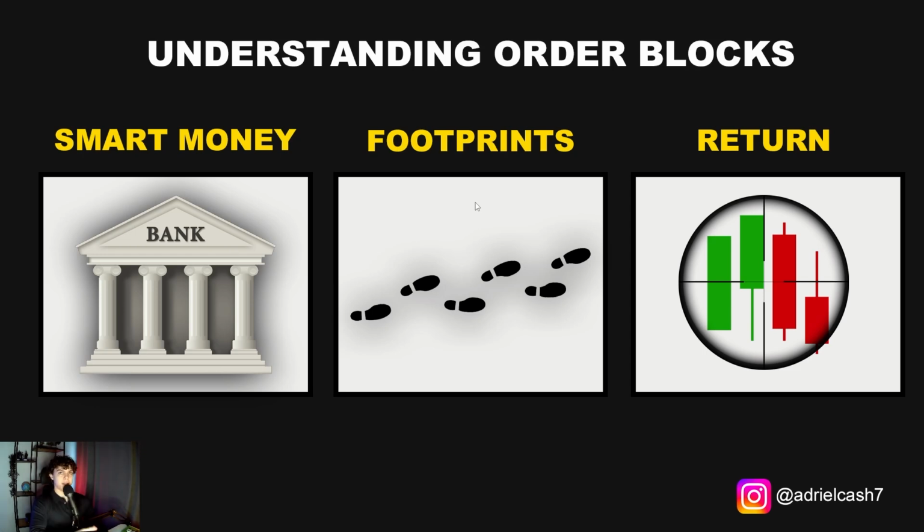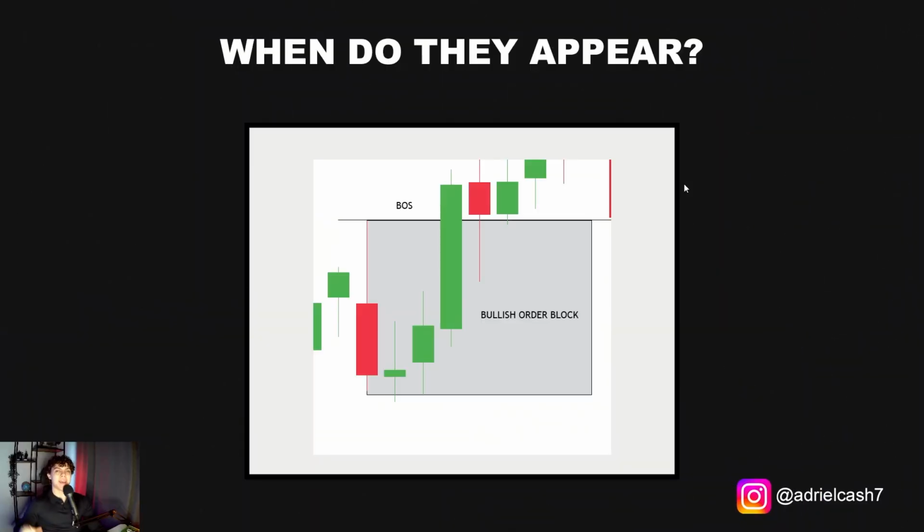There are orders that these big banks, institutions and hedge funds need to fill, and once price returns to them, we can scout and make a ton of money. I'm going to show you soon how you can do that. But first we actually have to understand what causes order blocks to appear. Order blocks appear every time there's a break of structure to the upside or downside.